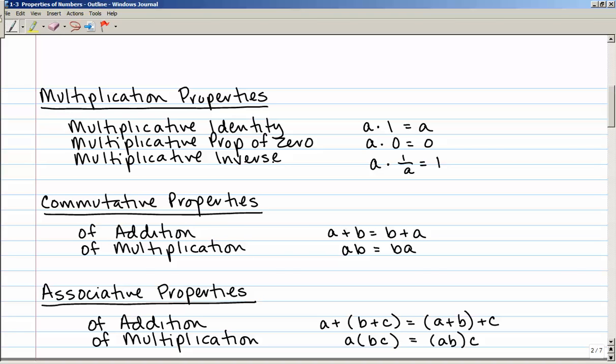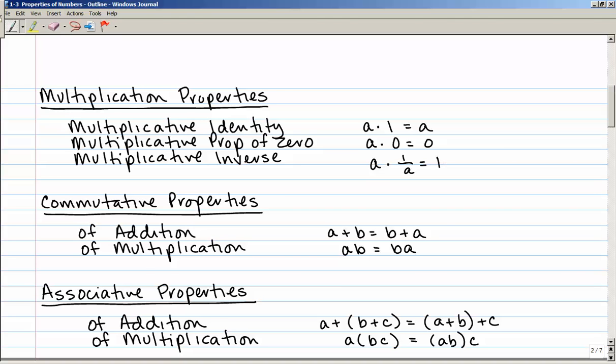The multiplicative inverse says A times 1 over A is equal to 1. Any number times its reciprocal, that is the number flipped and with a 1 on top, is equal to 1. So A times 1 over A is equal to 1.